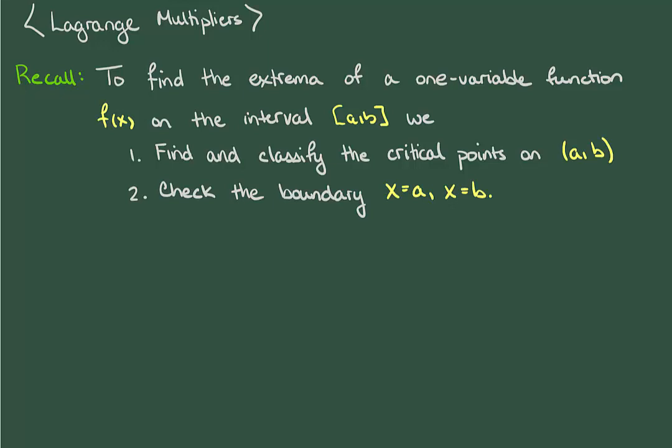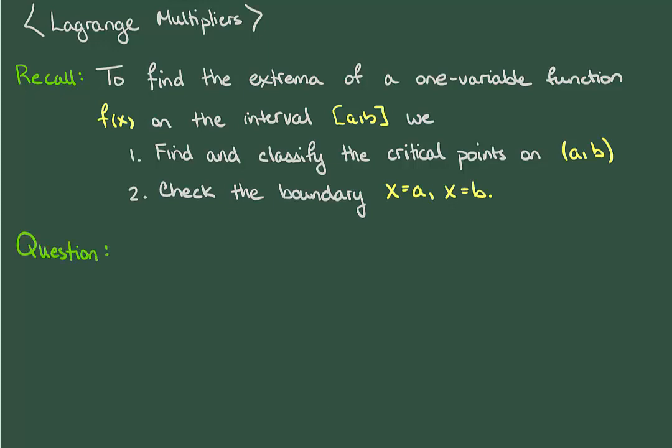Let's recall that when we were optimizing a function of one variable on the closed interval [a, b], we'd do the following. First, we'd find and classify the critical points on the interior of the interval. Then, we would check the values of the critical points against the values that we found on the boundaries.